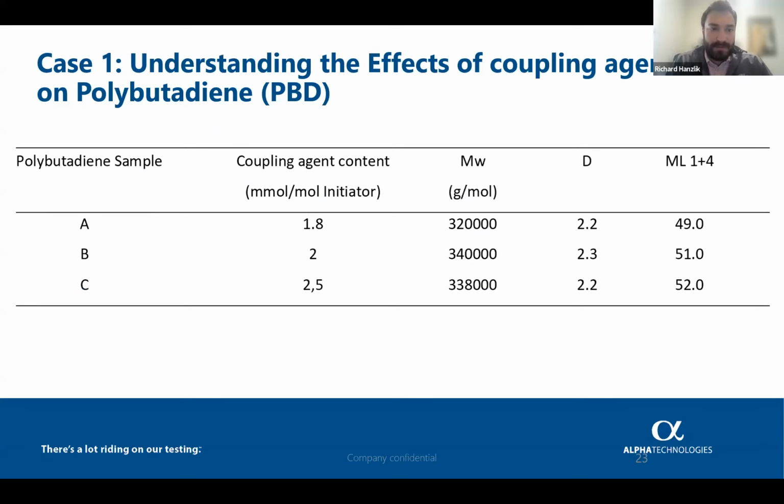In case one, we're going to try and understand the effects of a coupling agent on a polybutadiene, or PBD. In this case, we had 3 different PBD samples, A, B, and C, with different coupling agent contents. We're looking at millimoles versus mole of the initiator, so they're basically the ratio. We did a 1.8, a 2, and a 2.5.